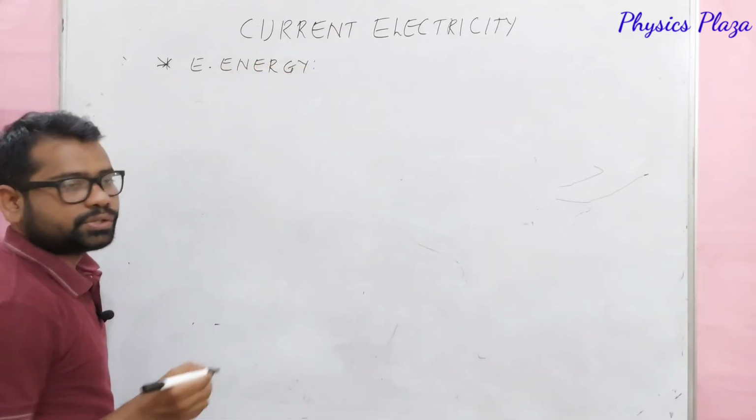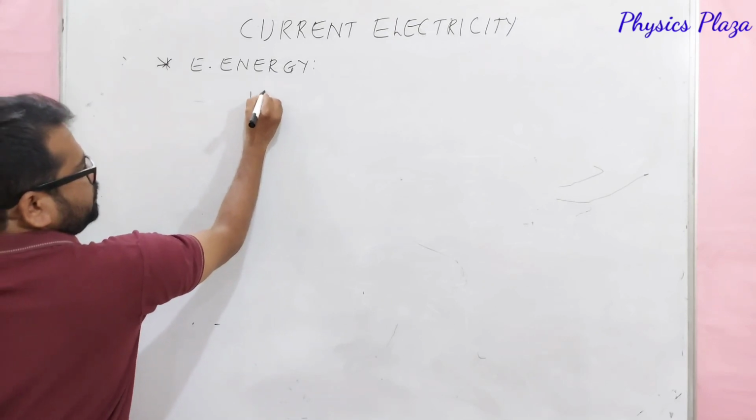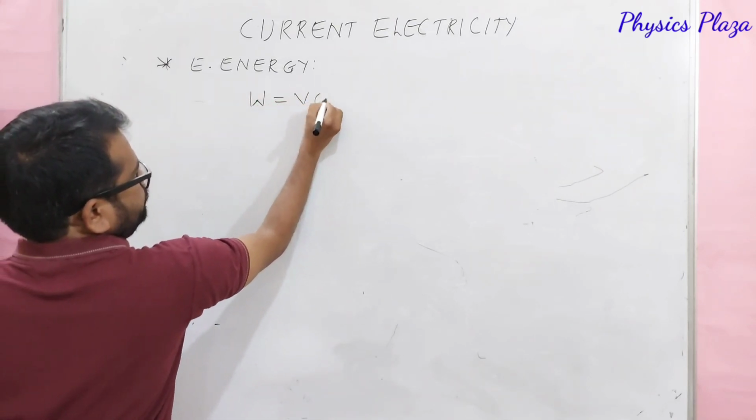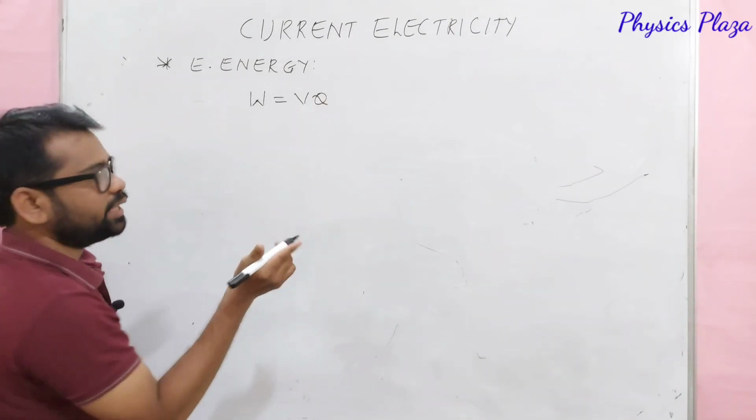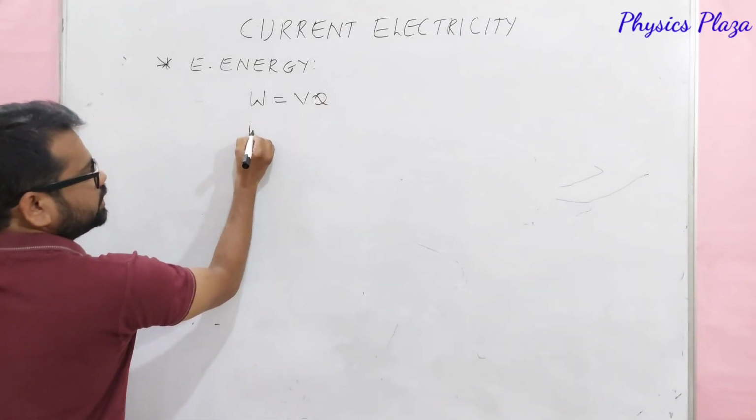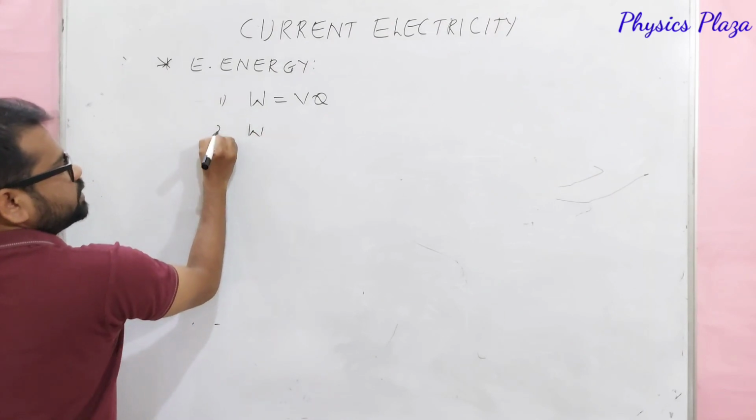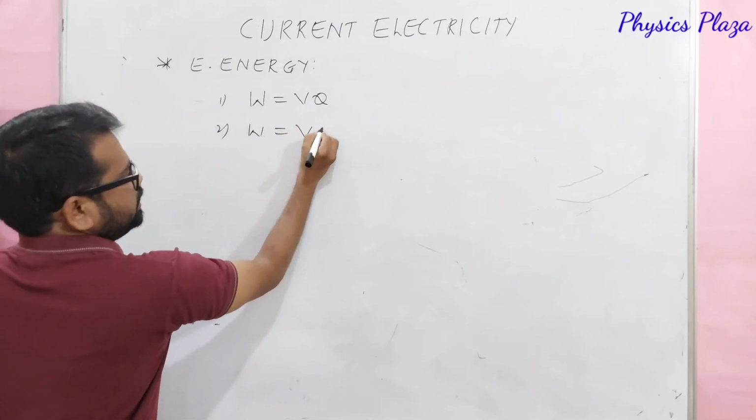Electrical energy. So children, here we have the W is equal to VQ formula, which is used to calculate electrical energy. But as Q is equal to IT, we can also write it as the second formula, that is VIT.